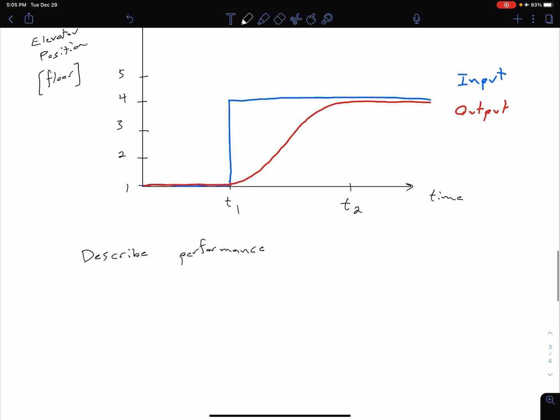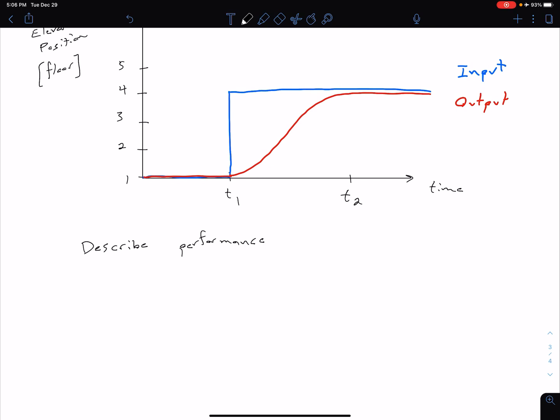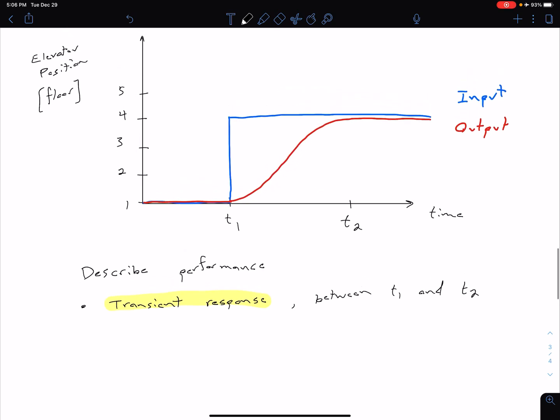To describe our performance, we have a couple important things. First of all, we have what's called our transient response. These are both things that we're going to come back to and hit on a lot harder in later chapters. But our transient response is very important. In the plot above, this is what's happening between T1 and T2. You might have heard some different terms for different types of transient responses in other classes.